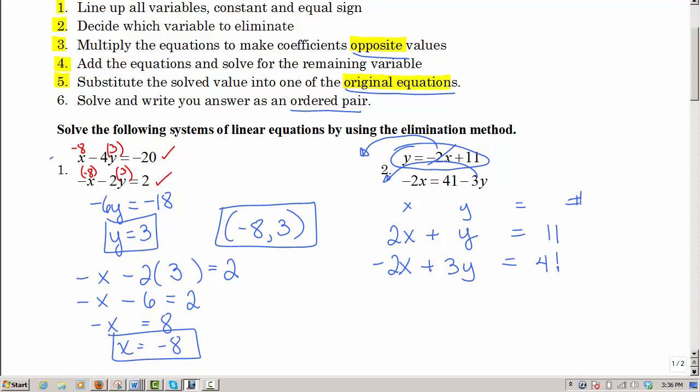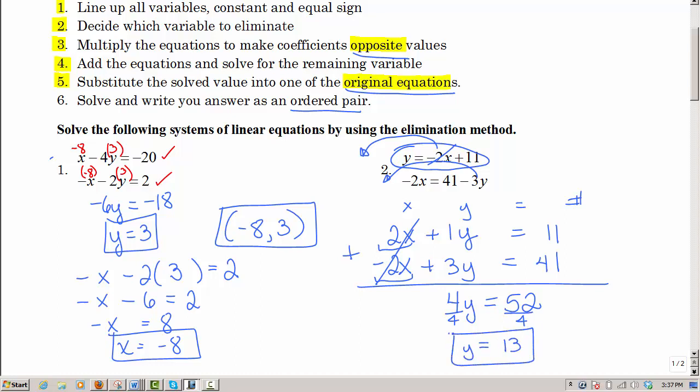Which letter would be easiest to eliminate? The x's, and that is because they are already opposite values. So I add these together, and that's 0. Remember, that's 1y plus 3y, that's 4y. And 11 plus 41 is 52. So if I divide both sides by 4, I get 13. Now remember, an ordered pair, so I have to go back and get x.